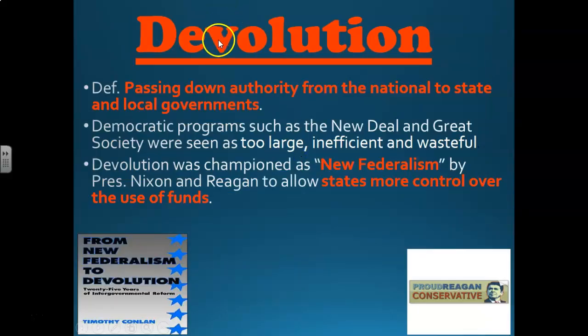And we just talked about devolution, which is passing down authority from the national government to the state governments. Obviously, this is a very conservative idea, and so conservatives want to devolve things. And Donald Trump is doing this with COVID. He is basically letting the states take charge.